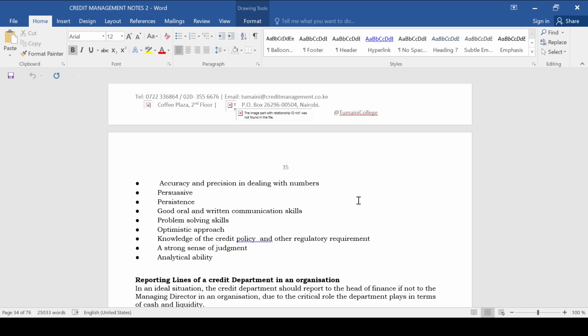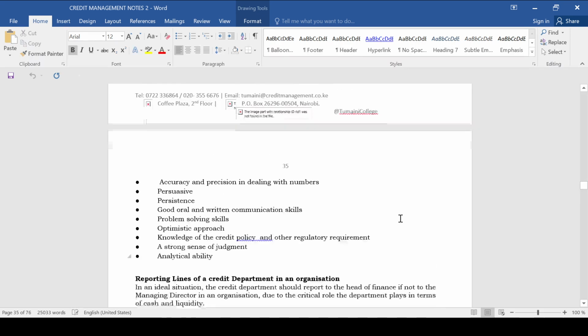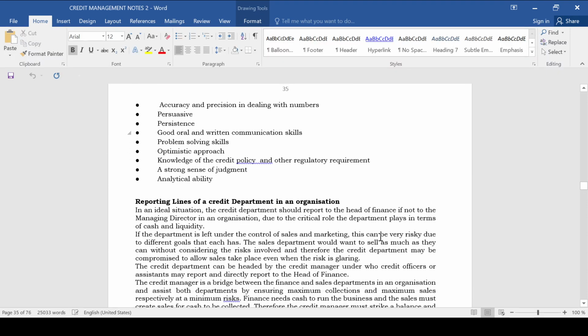Persuasive, you must know how to persuade customers. You must be persistent for you to get paid. You must be a good communicator orally and in written form. Problem solver. You must have an optimistic approach. Collection is about being optimistic. So, you are not one to give up. Then knowledge of the credit policy and the regulatory requirement, a strong sense of judgment and analytical ability. So those ones you have already mentioned. That is very good, and I think that can serve us right for today's lesson.